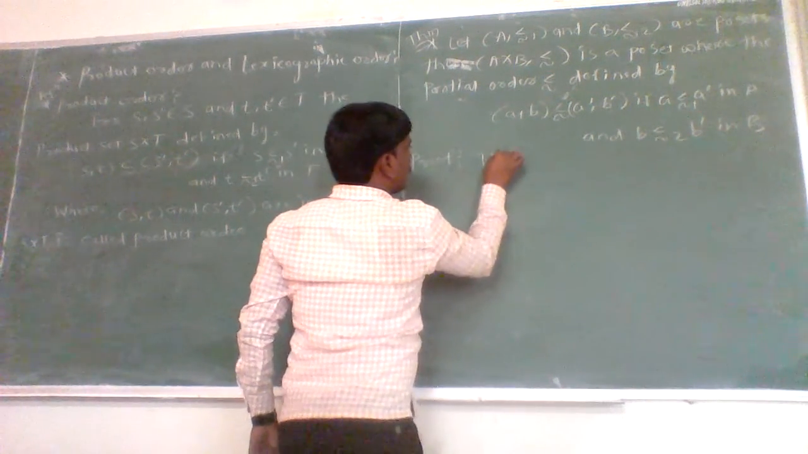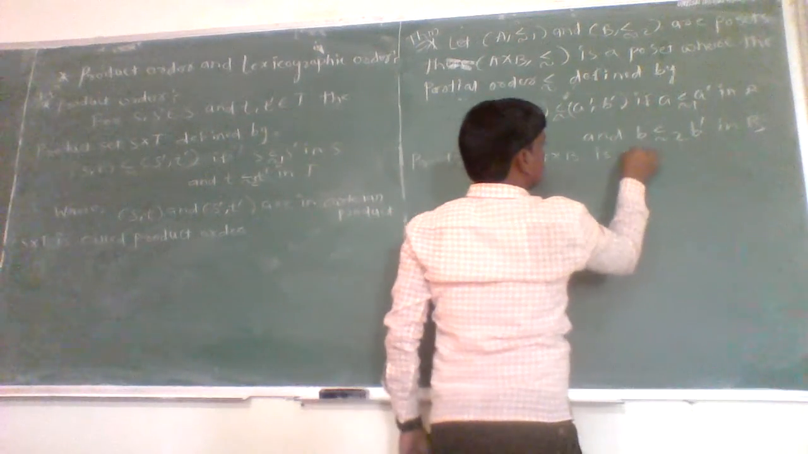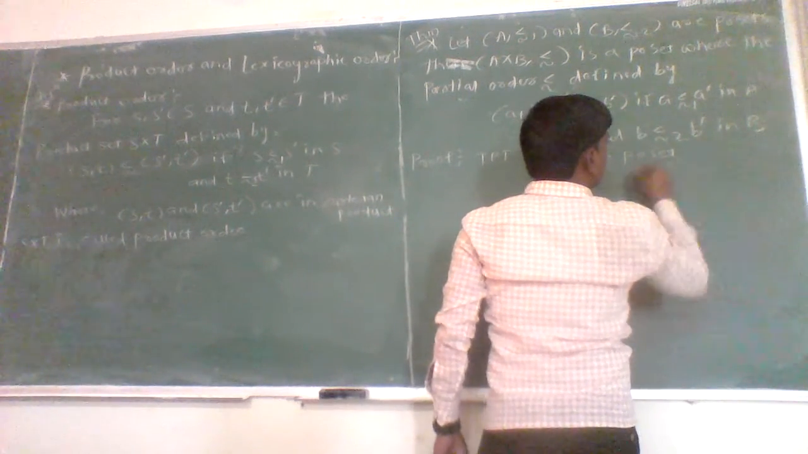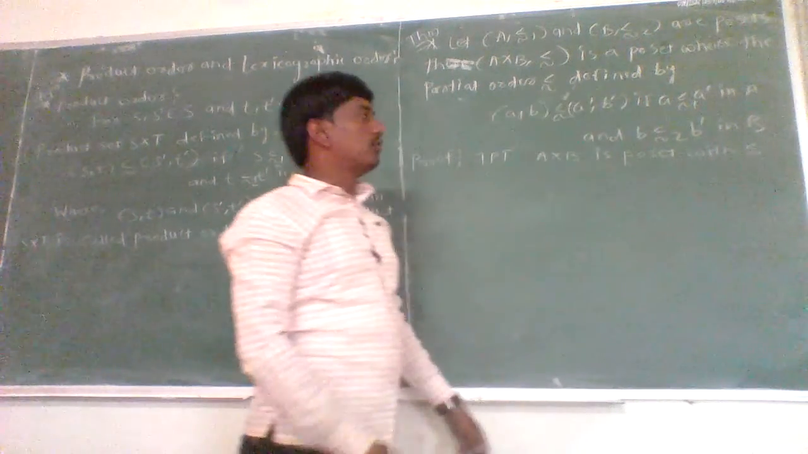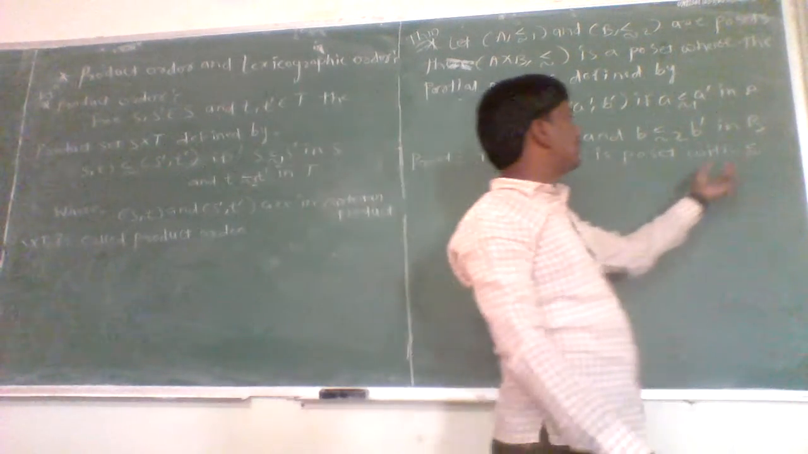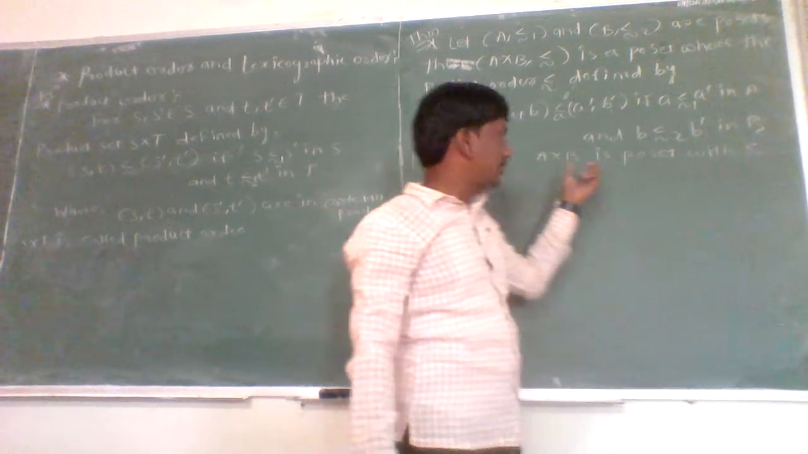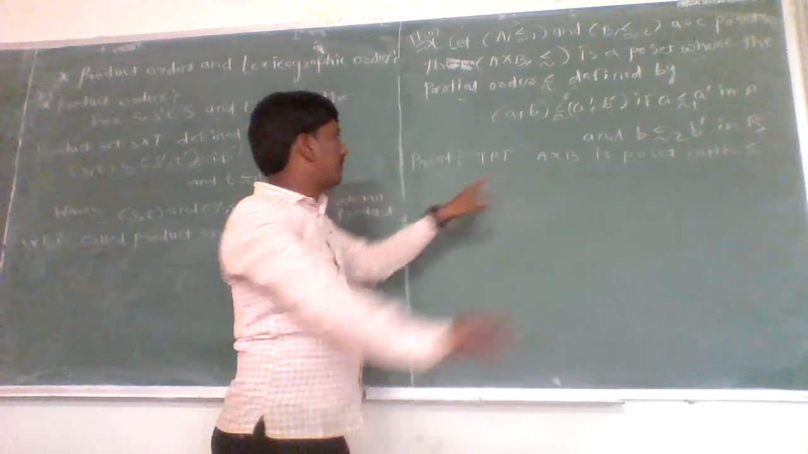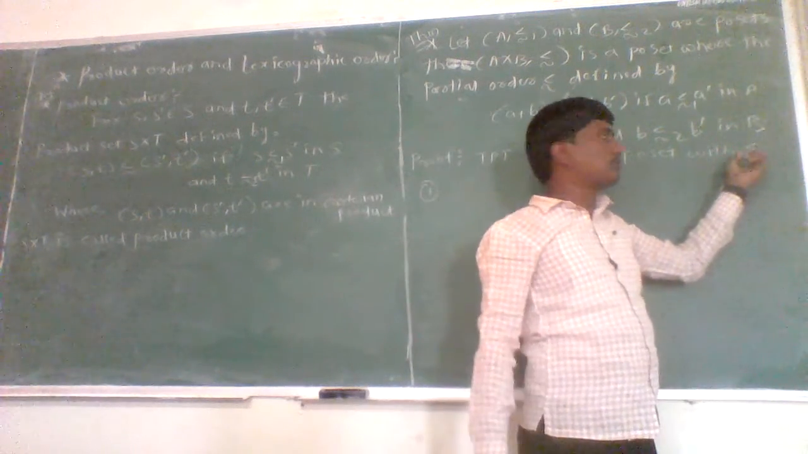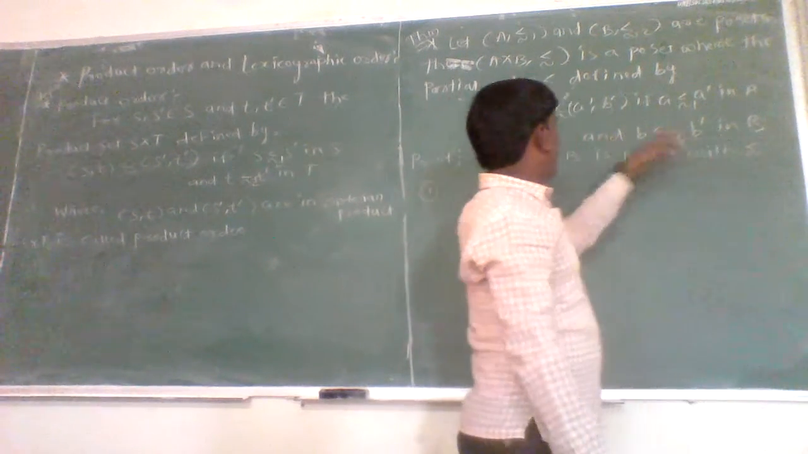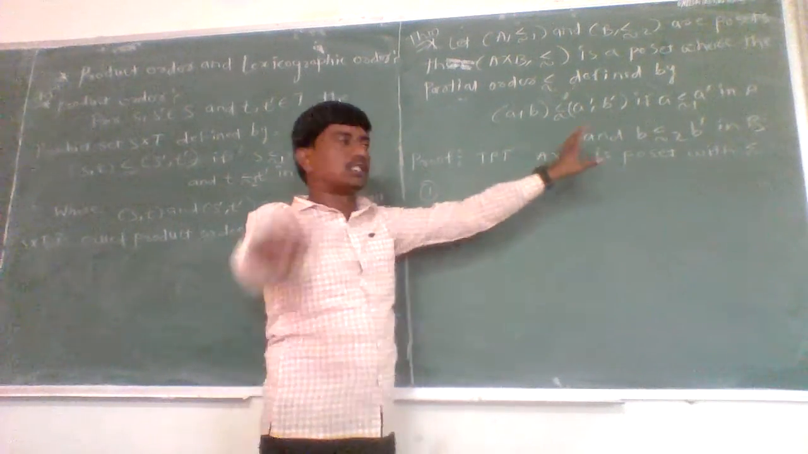Here we have to prove that A cross B is a poset with this relation. Okay. So now we have to prove that this relation satisfies the reflexive, antisymmetric, and transitive properties on the set A cross B. First, let us prove that this relation is reflexive. That is, any ordered pair belonging to this Cartesian product is related to itself.